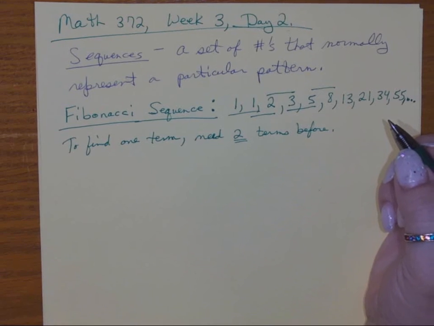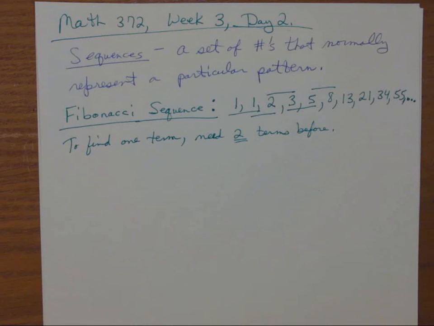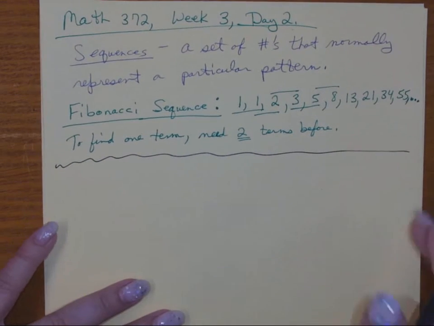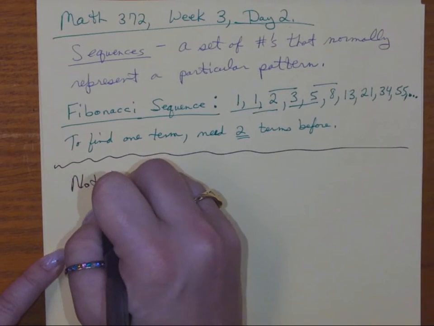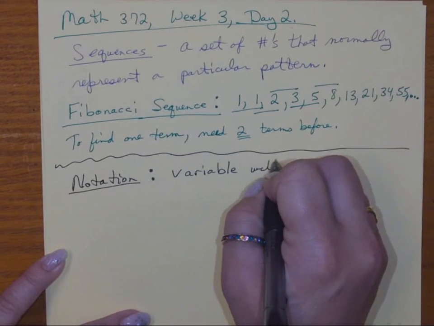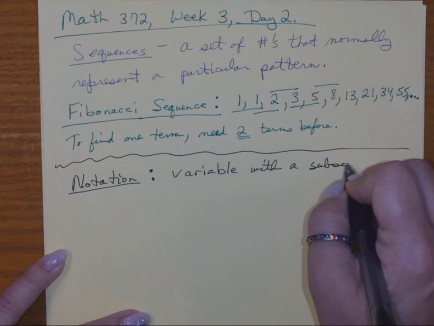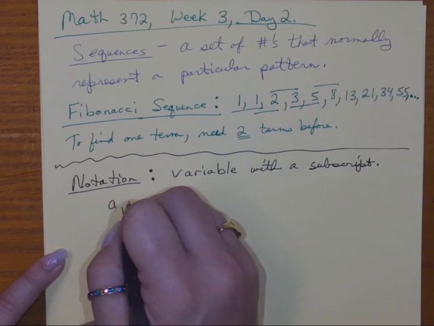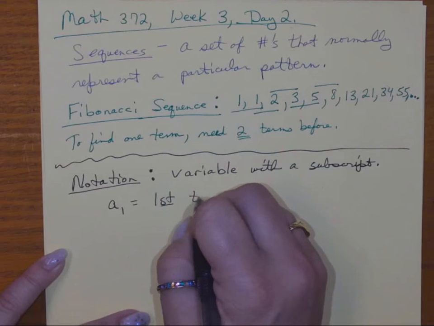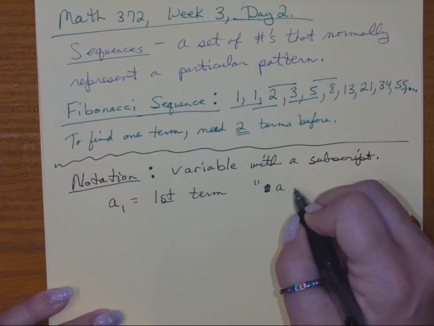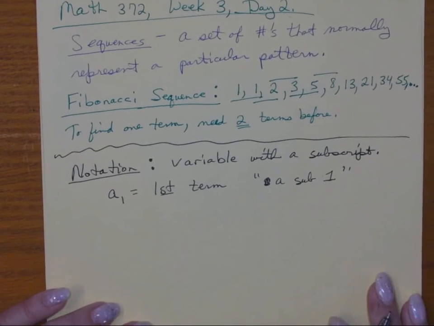So terms in a sequence have specific little notations. Sometimes this notation bugs people, so I'll try really hard to use it and make sure I say what it is. So the notation for terms in a sequence will look like a variable with a subscript. A variable with a subscript. So in other words, a sub 1 is the first term. It's the first A that I get, okay? And that's how we say it: A sub 1.